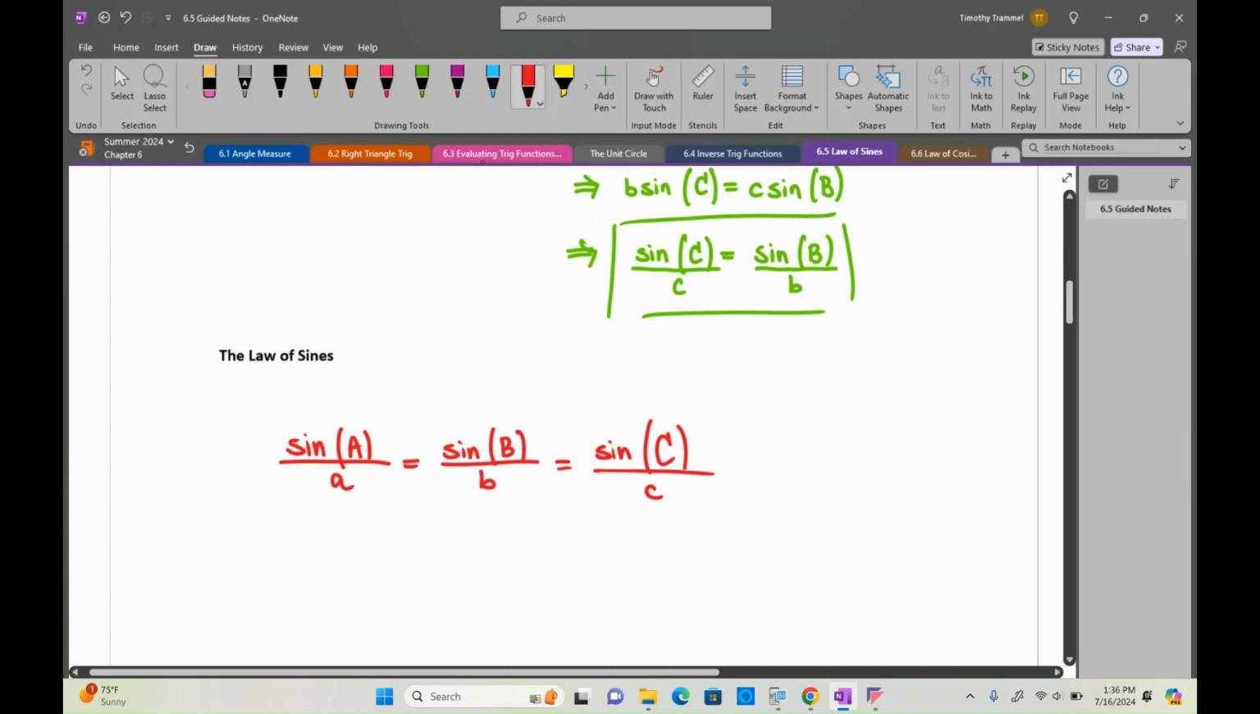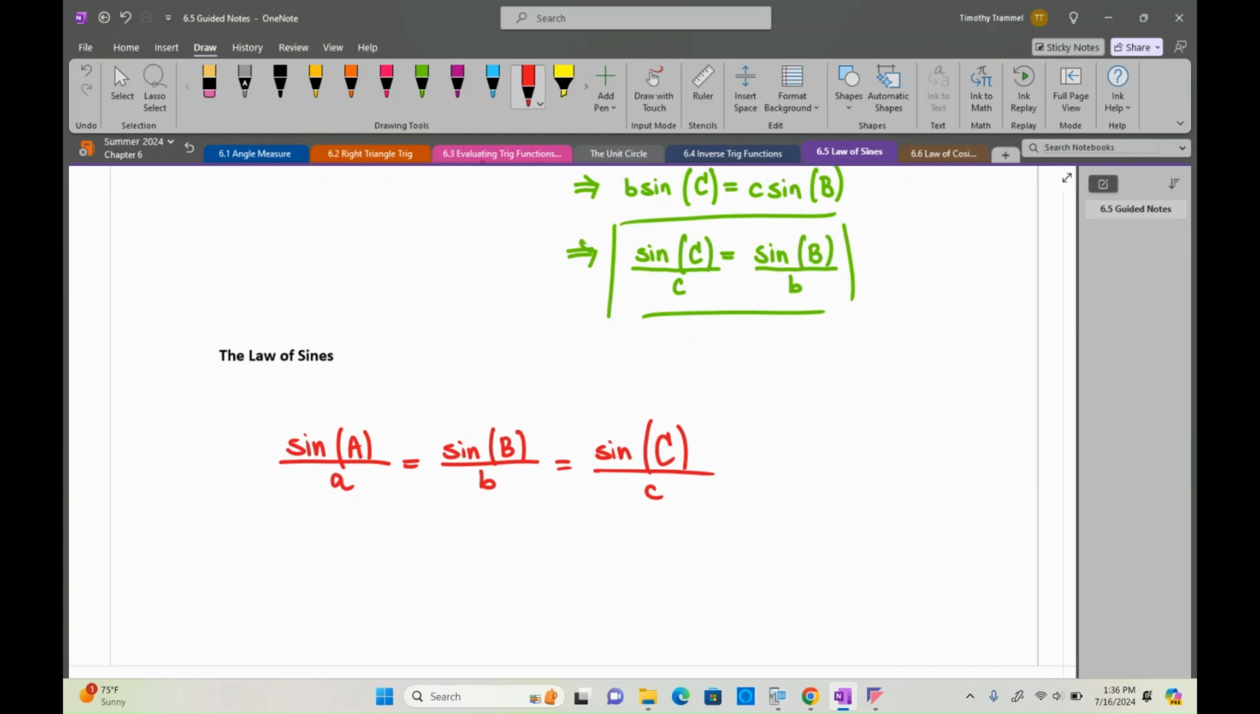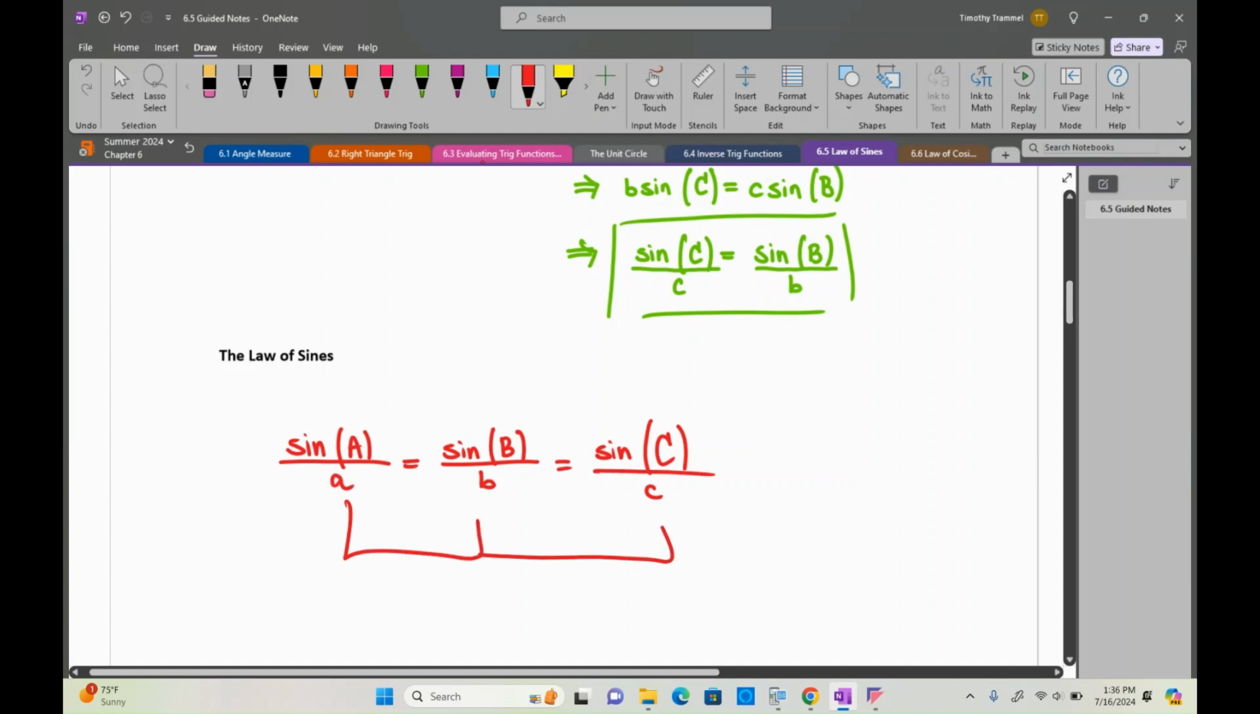You rarely will use all three of these pieces at the same time. Usually you'll just combine two of them. So you might use these two are equal, or maybe these two are equal, or these two. You rarely will write down all of these.